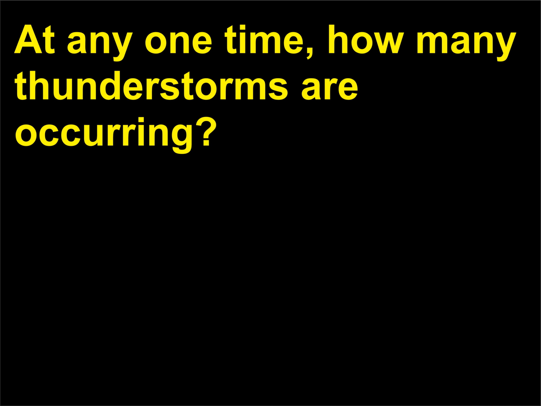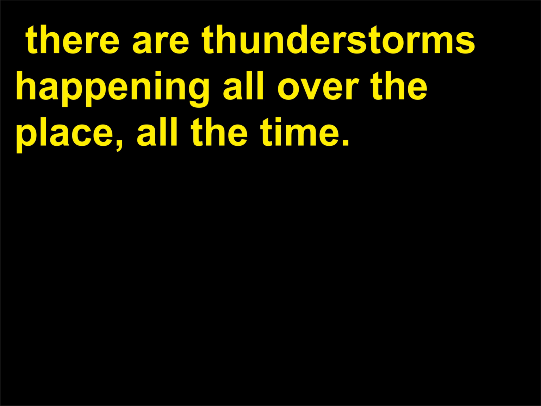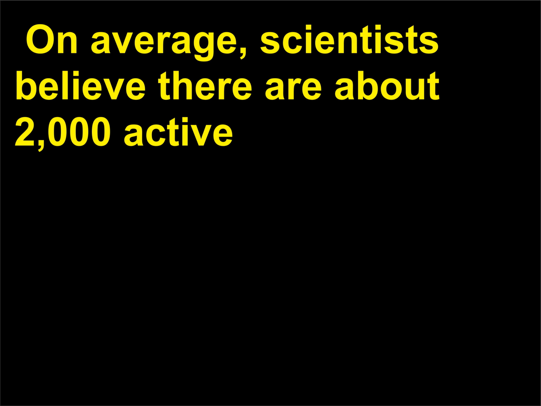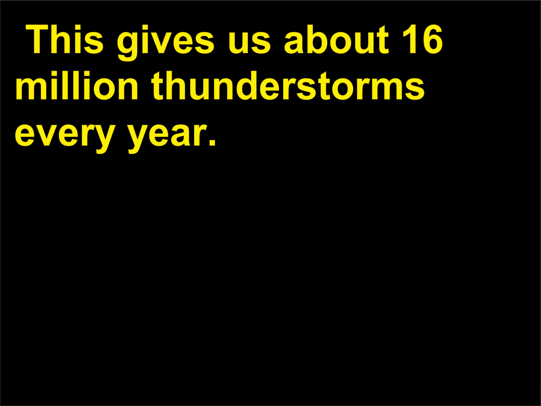At any one time, how many thunderstorms are occurring? As astronauts orbiting our planet, especially over the night side, can attest, there are thunderstorms happening all over the place, all the time. On average, scientists believe there are about 2,000 active thunderstorms happening at any given time, day or night. This gives us about 16 million thunderstorms every year.